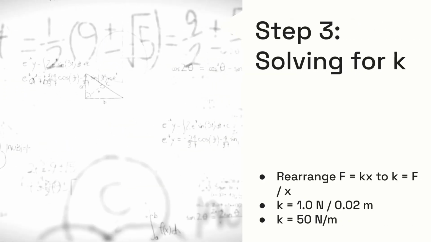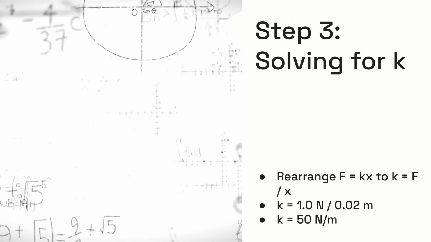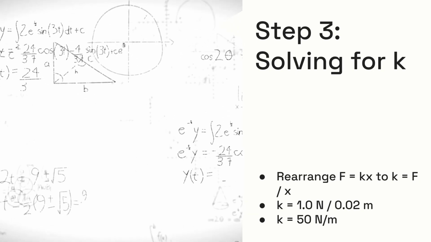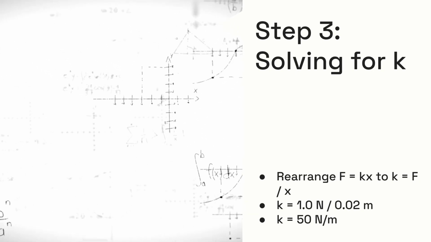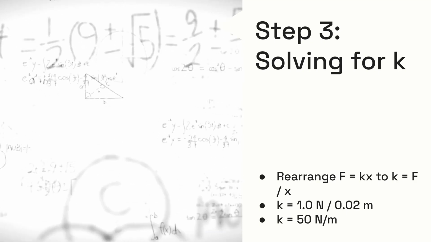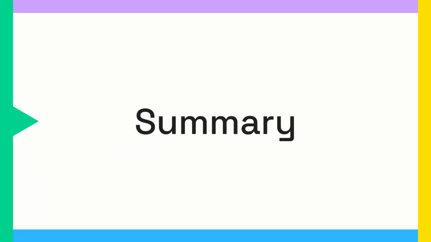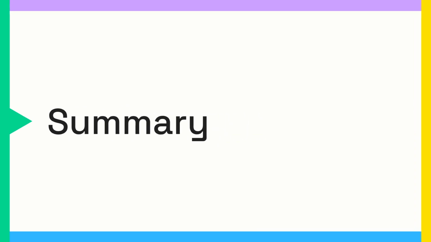Now rearrange Hooke's law to K equals F divided by x. Substituting our converted numbers, we get K equals 1.0 newton divided by 0.02 meters, giving us a spring constant of 50 newtons per meter. Let's quickly recap the key takeaways from Hooke's law.